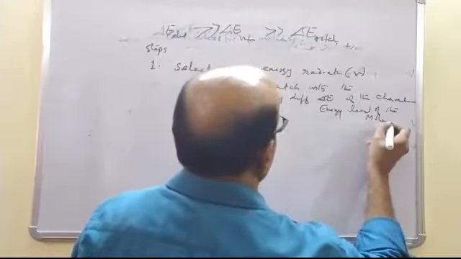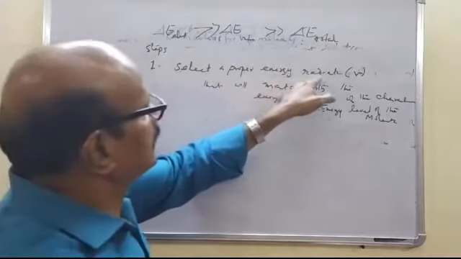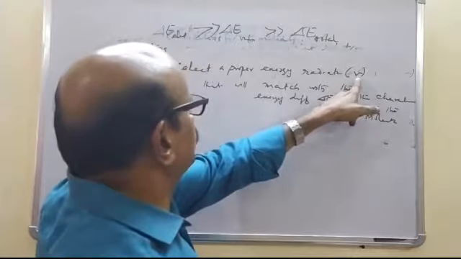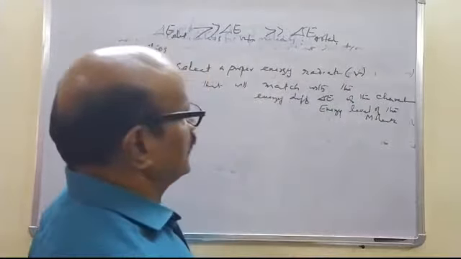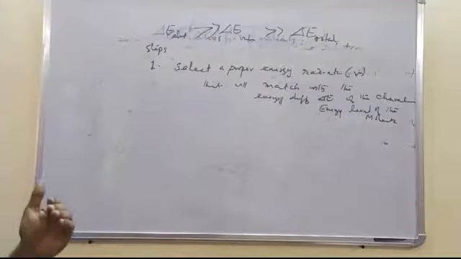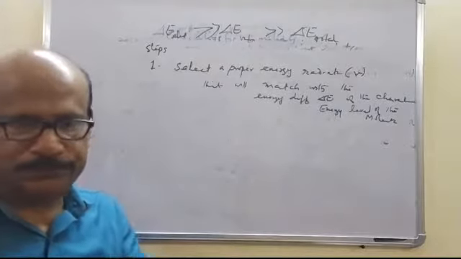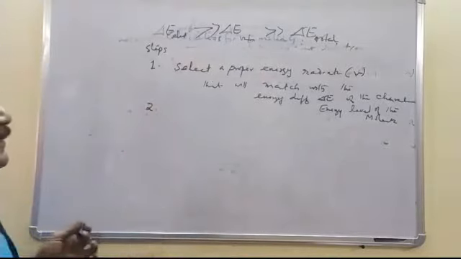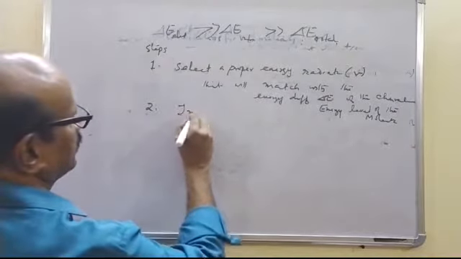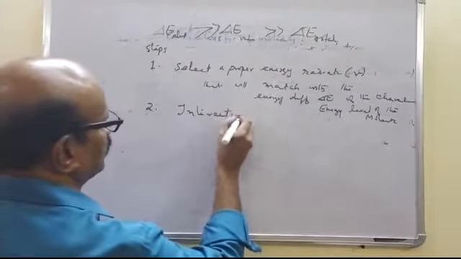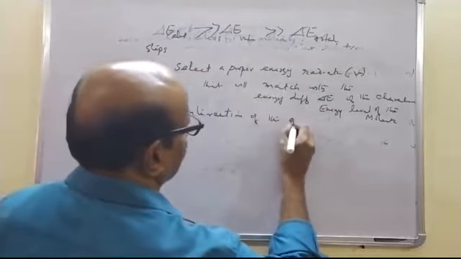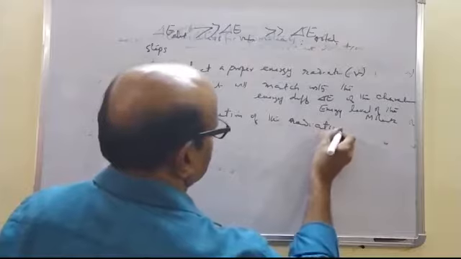Once you have selected this, the second step is interaction and absorption of radiation. So first, select a proper energy radiation having proper frequency so that it will match with the energy difference delta E or the characteristic energy level of the molecule. Second is the interaction of the radiation with the molecule followed by absorption.